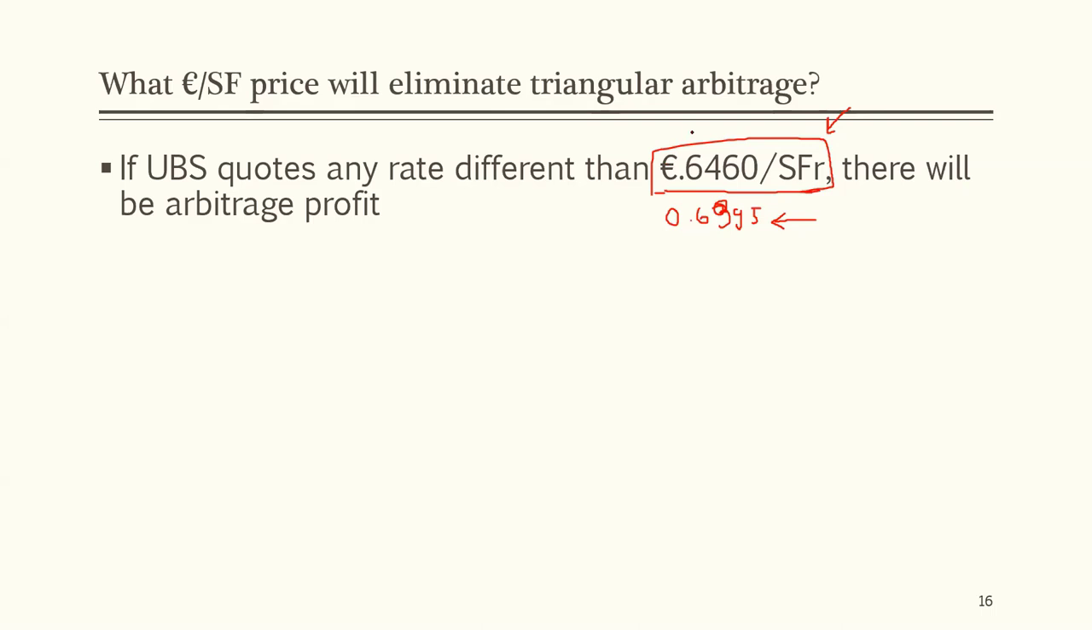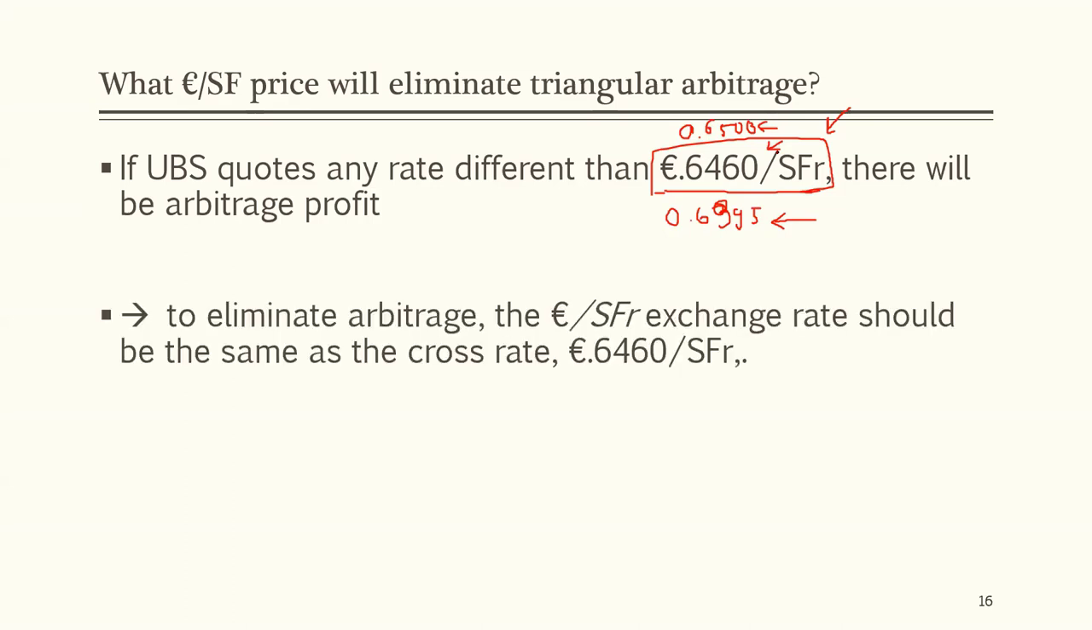Now, what happens if UBS actually quotes a price of 6500? In this case, UBS is pricing the franc too high, okay? So in this case, I can arbitrage as well. I'll be selling the franc to UBS and I'll be buying the franc from this cross rate, okay? Which means that every time the market rate is different from the cross rate, there will be arbitrage, okay? And therefore, to eliminate arbitrage, you want to set the market rate to be the same as the cross rate, okay? So for no arbitrage to happen, the market rate should be the same as the cross rate, okay?